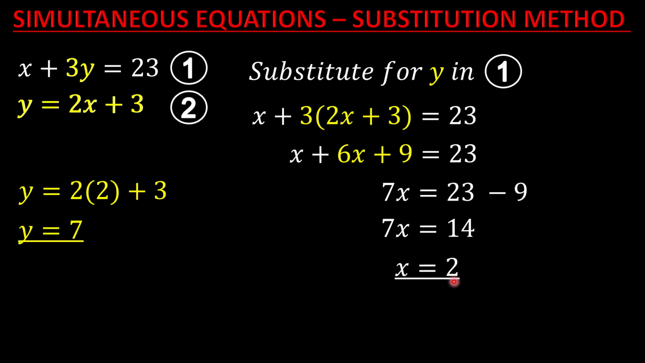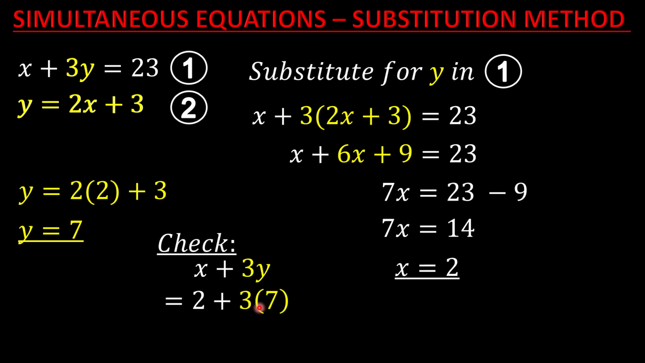Now the last thing to do is we've got to check that these two answers, x equals 2 and y equals 7, work for this equation 1 up here. So we've got to do a check then. If we take the left hand side, it becomes x plus 3y. We know that x is 2, so we can change this x to 2, and 3y will become 3 times 7. So we go 2 plus 3 times 7. Well, 3 times 7 is 21, plus 2 is 23. And yes, we have 23 up here, so we know we are correct. Let's look at our second example now.